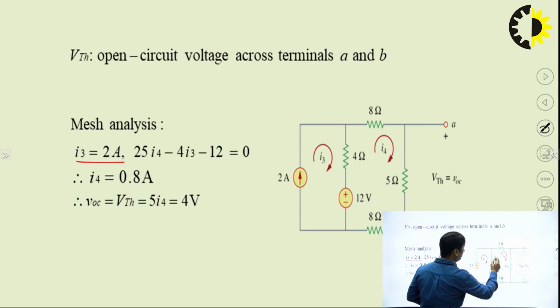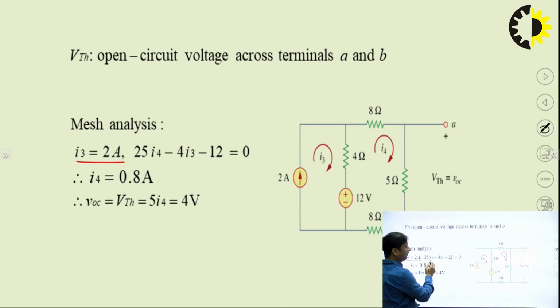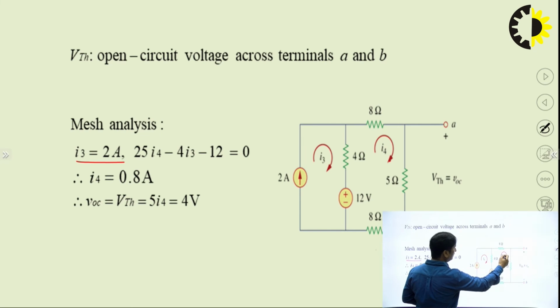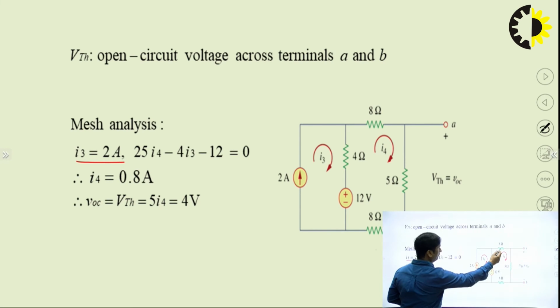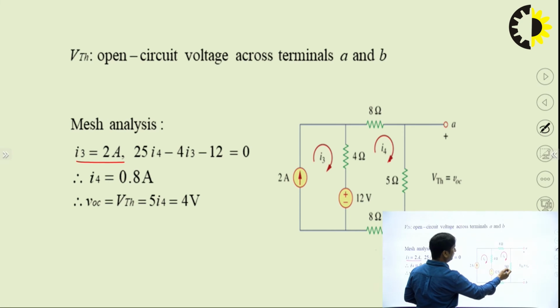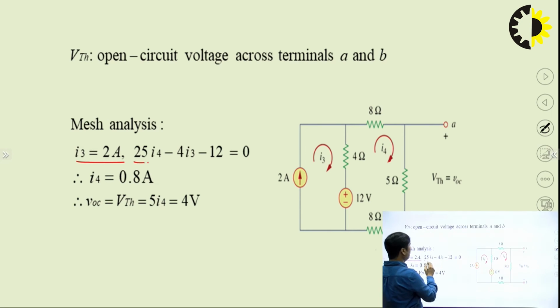And if we apply the mesh in this circuit, this is equal to 25 I4, because this current is flowing in this mesh. So this plus this plus this. So 4, 8 plus 8, 16 plus 5 and plus 4, 25 I4 minus 4 I3 like this, and 12 is the voltage source. So this is a simple KVL equation or simple mesh equation. So from here I4 must be equal to, when we calculate this, because already I3 is given to us, we get I4 is equal to 0.8 ampere.